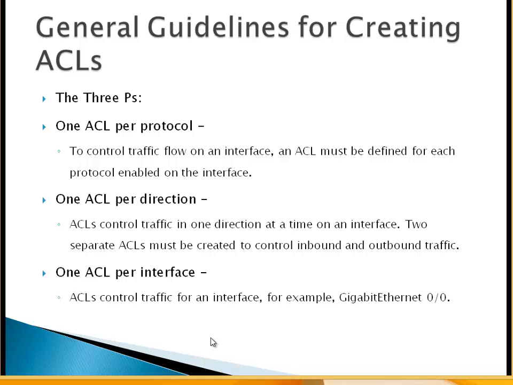An ACL controls traffic for an interface, for example, gigabit Ethernet 0/0. If we have this gigabit Ethernet interface with IP and IPX running, how many access lists can we have on this interface? Think about it. We can have one per interface, one per protocol, and one per direction. We have 2 protocols, IP and IPX, and we can have incoming and outgoing. So that means 1 per IP and 1 per IPX incoming, 1 per IP and 1 per IPX outgoing. So 4 access lists in total.